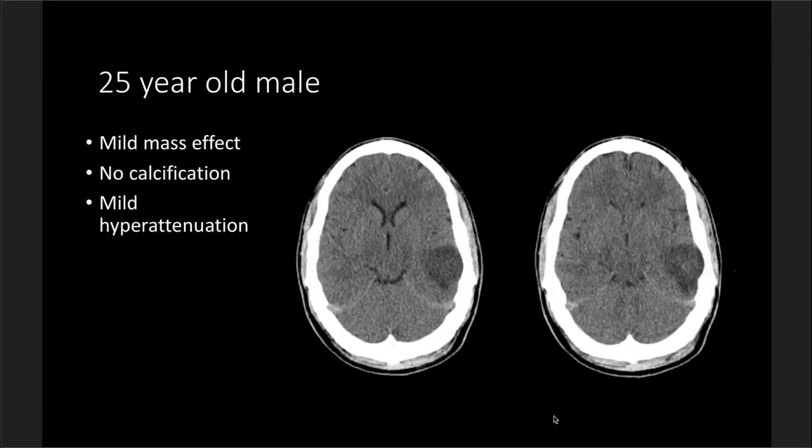Next case, we have a 25-year-old male, and we have a head CT without contrast. So here we have a mostly hypoattenuating mass in the left temporal lobe, and there are some indistinct areas of hyperattenuation within the central portion of the mass. There's some mild mass effect associated with this tumor, some sulcal effacement.